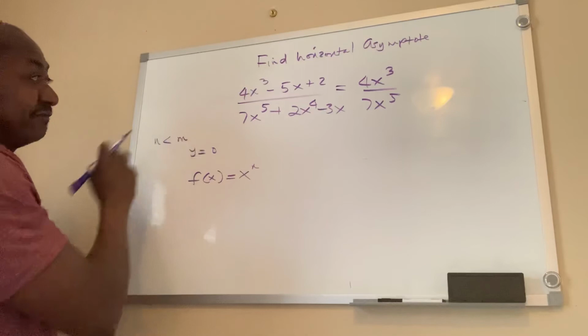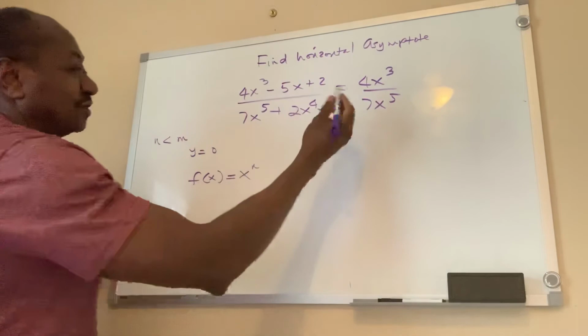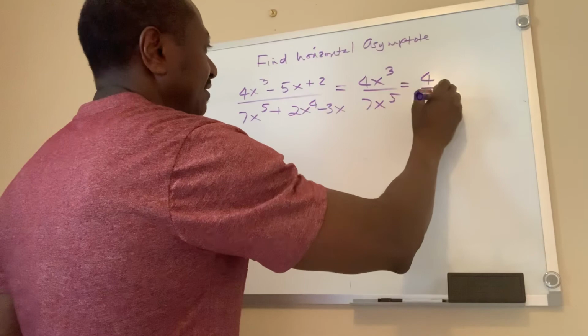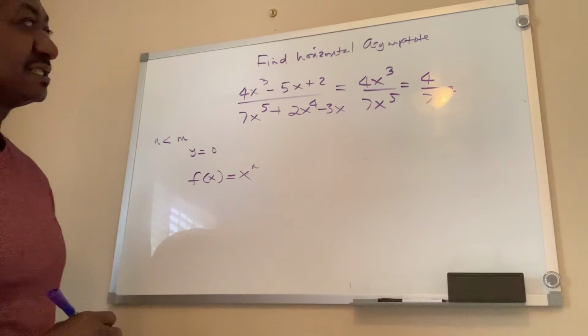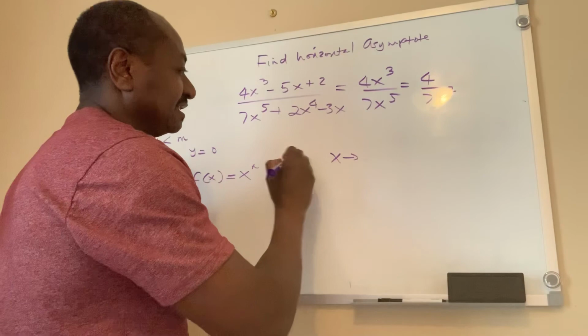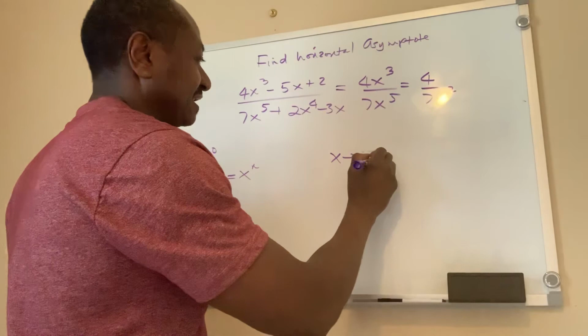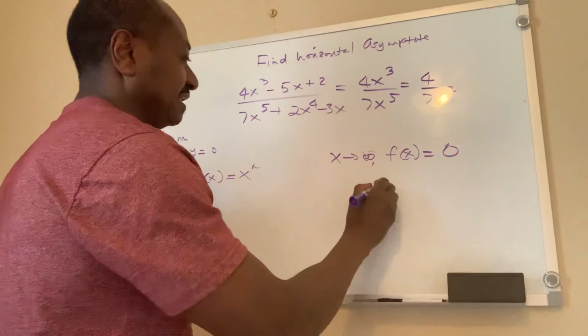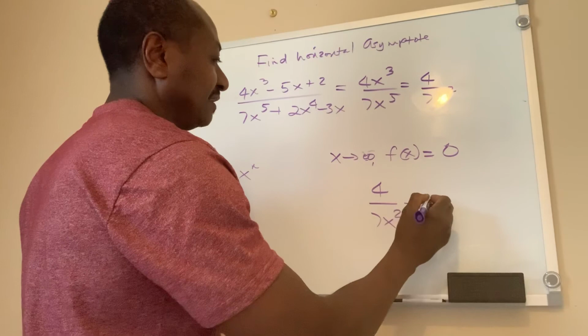the numerator. Okay, so what you have here is going to be 4 divided by 7 to the 2, to add 7x squared. But again, here we're saying that as x approaches infinity, this function f of x approaches 0. Meaning that this over 7 approaches 0. That is why we say the line y equals 0 is your horizontal asymptote.